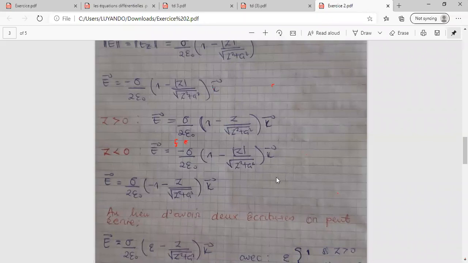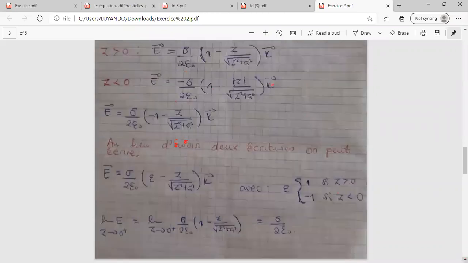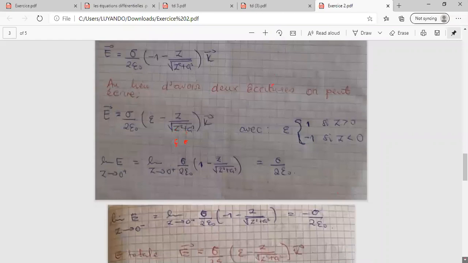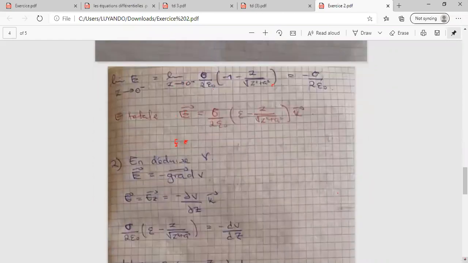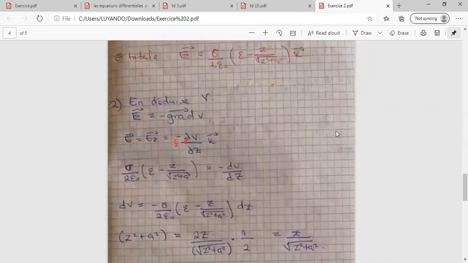So yeah, that's going to be our E for both z greater than 0 and z less than 0. And then our V, these are limits, so our V. For us to deduce V, have you guys done limits in analysis?